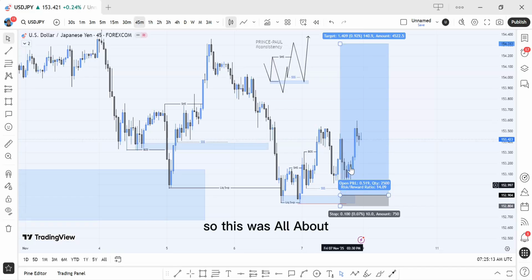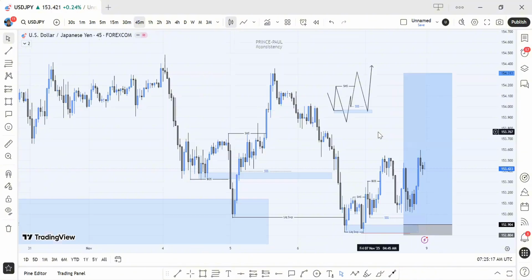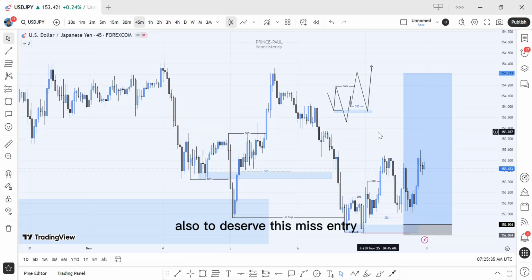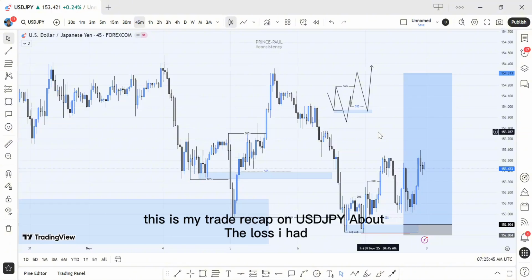So this was all about the loss I had. I lost about $97 because I risked $100 on the trade, so $97 here was the loss. And pretty much after my study, I don't think I did anything wrong to deserve that loss. I don't think I did anything wrong also to deserve this missed entry. But yeah, market is just being market. Market is just doing its thing. So this is what I have to say. This is my trade recap on USDJPY about the loss I had.